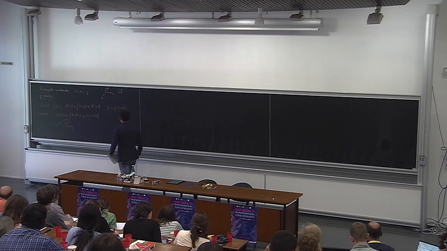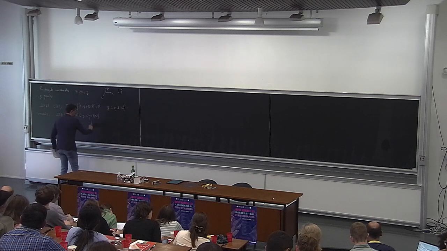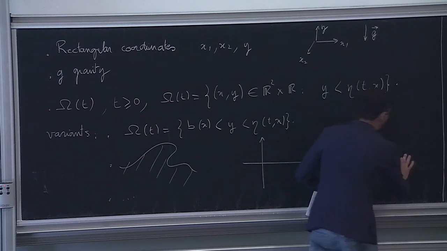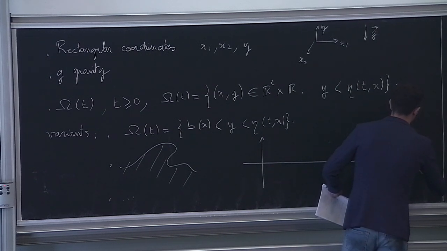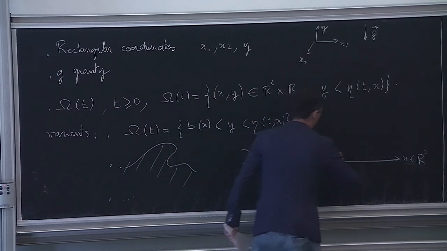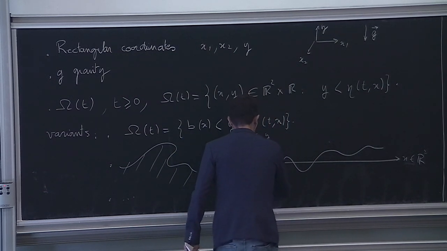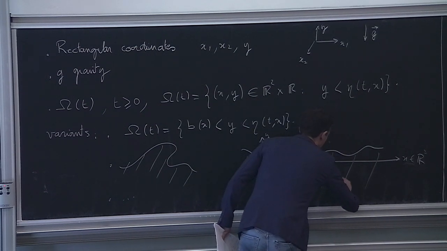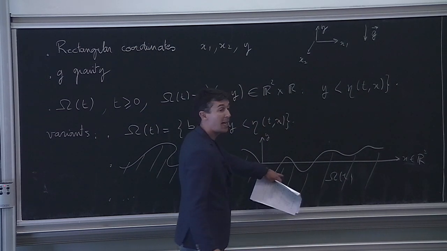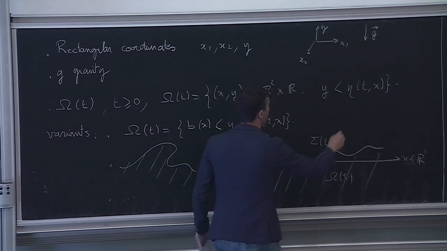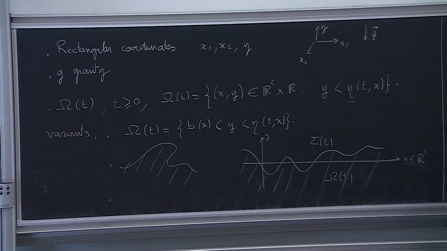So for us, the situation is this one. We consider the simplest case. We have a fluid domain. This is the half space omega of t, located under this graph, which is a graph of a function eta. So these are the main notations.